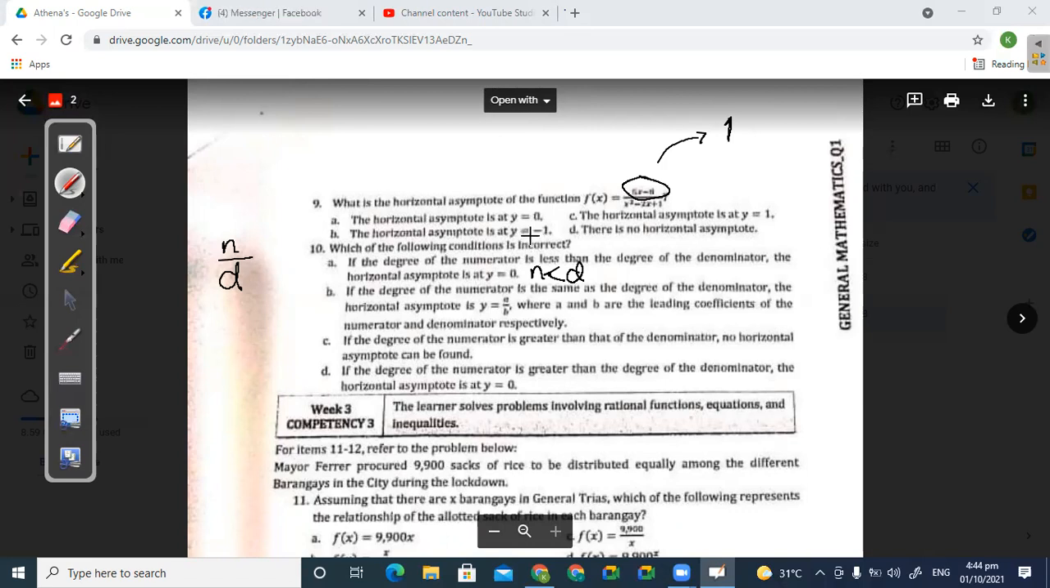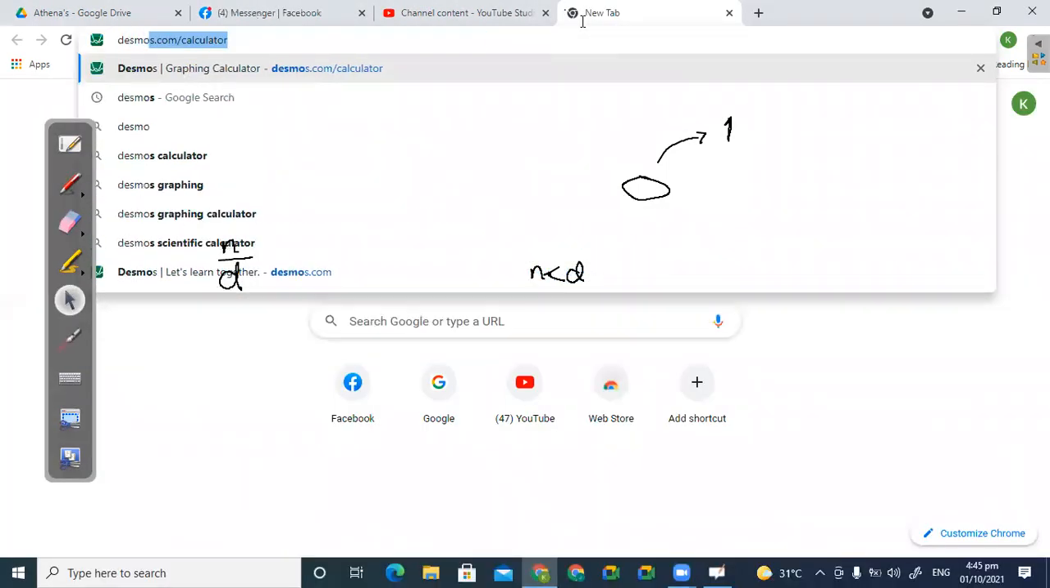Okay? Kasi ibig sabihin lang nun, kapag i-graph kasi natin, graph na lang natin para makita kung ano yung behavior niya dyan. Graph natin yung function na yan via Desmos.